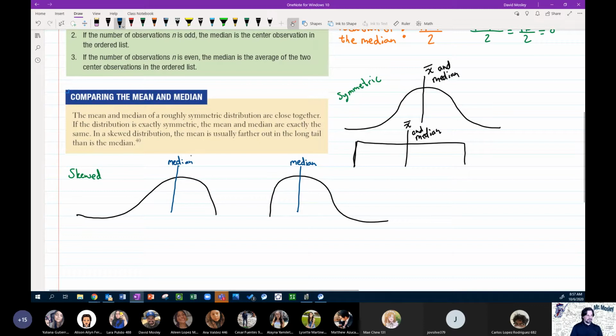The mean, because it gets pulled towards the tail by the outliers or by the extreme values, moves in the direction of the tail. So the mean is going to move to the left in this case, and to the right in this case. Exactly where it is depends on the values. The more extreme values they have, the more the mean moves. So this is how they're related, and this can help us explain why we would use one rather than the other.